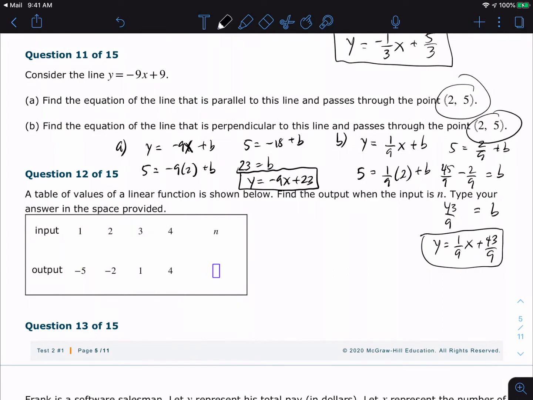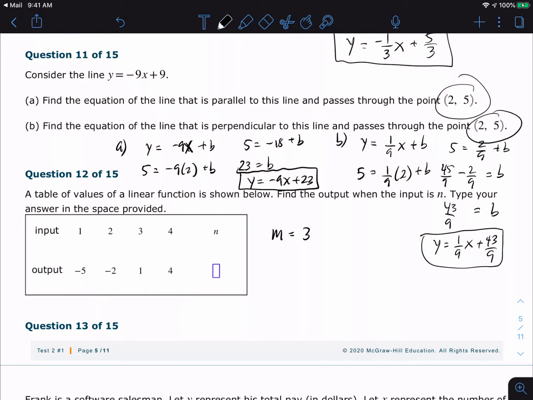Okay, this problem's cool. We're going over 1 on the inputs, and we're going up 3. So this is going up plus 3, up plus 3, up plus 3. Every time the input goes up plus 1, plus 1, plus 1. So we know that the slope of this, m, is 3. Okay? I want to erase that so we don't get all confused. But I wanted you guys to be able to see how I got the slope.